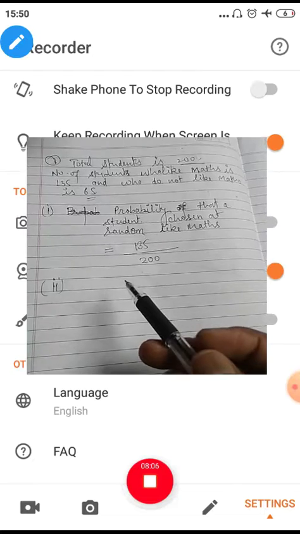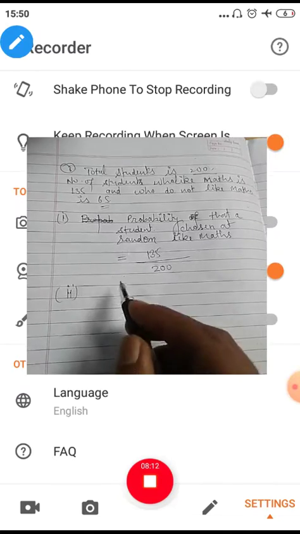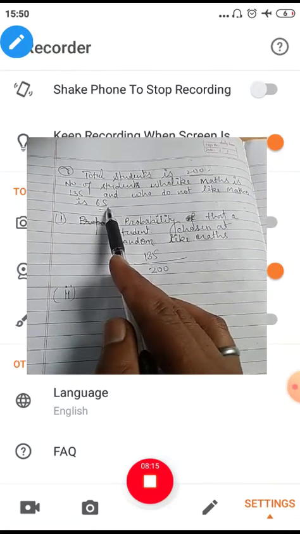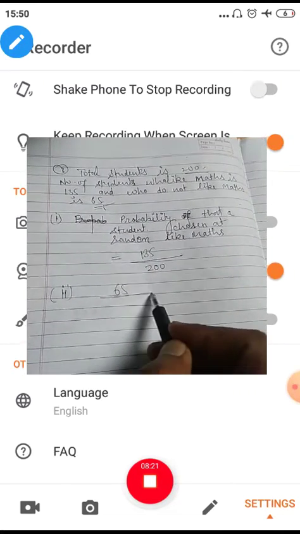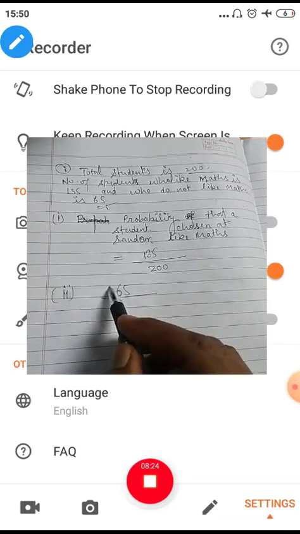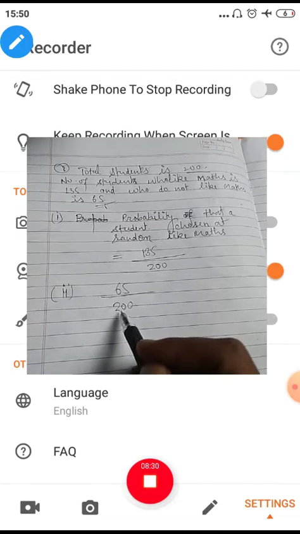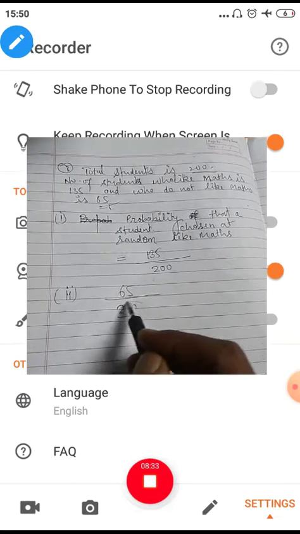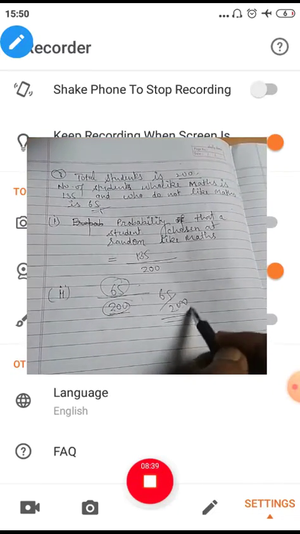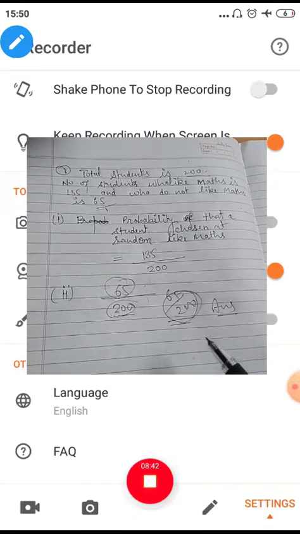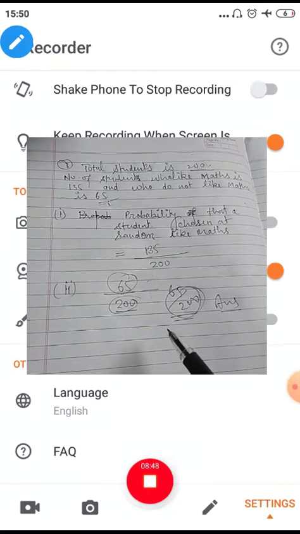Now in this question I have a second question. What is the probability that a student chosen at random does not like maths? So how many students do not like maths? 65. So 65 is your favorable outcome in this case, and total outcome is what? 200. Total number of students is 200. So 65 upon 200 is the answer to the probability that a student chosen at random does not like maths.